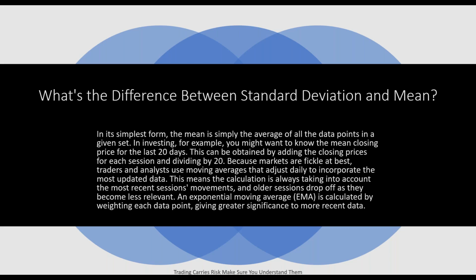This means the calculation is always taking into account the most recent session's movements, and the older sessions drop off the calculation. Now, we've developed what's called an exponential moving average to weight the most current data point, giving it more significance.